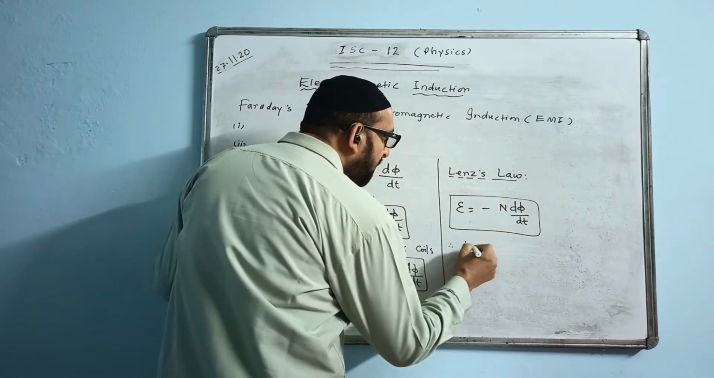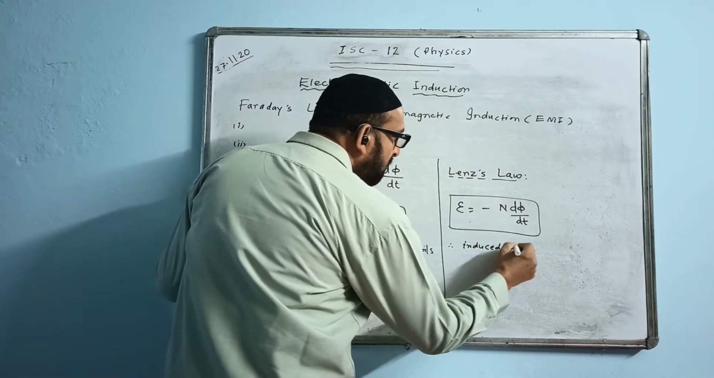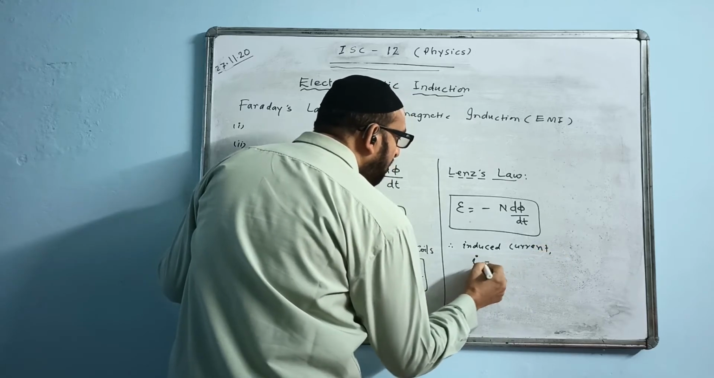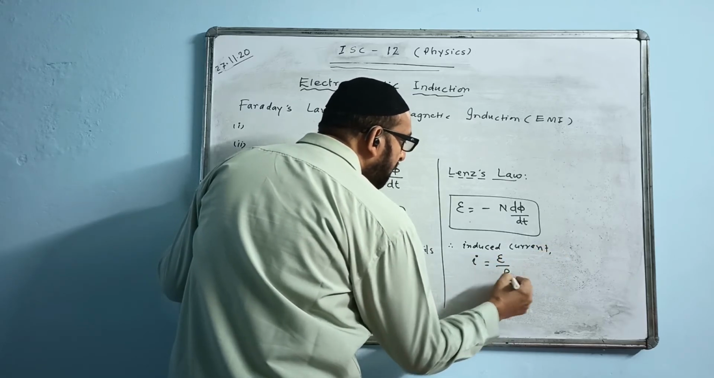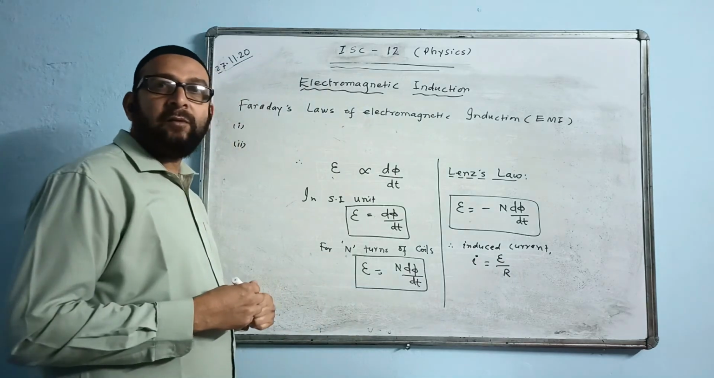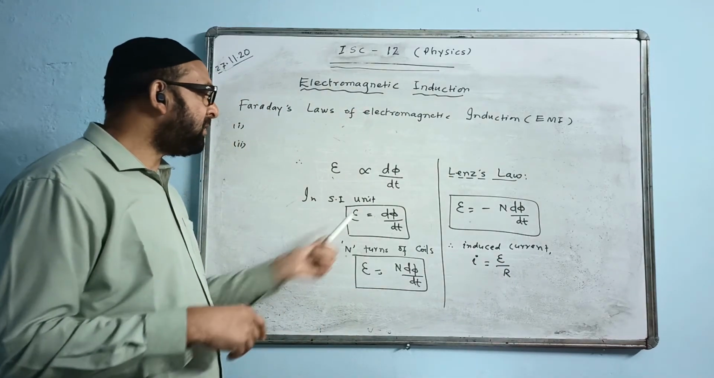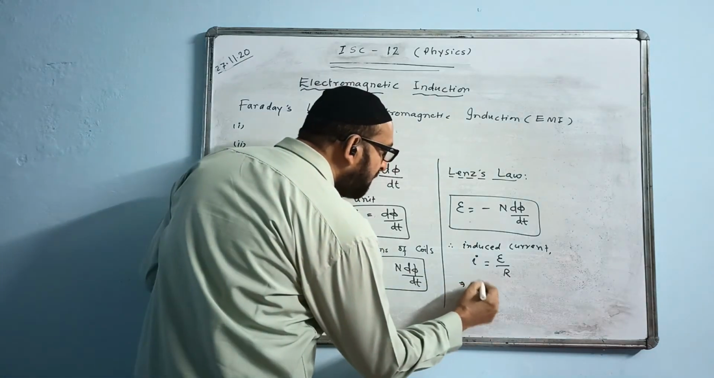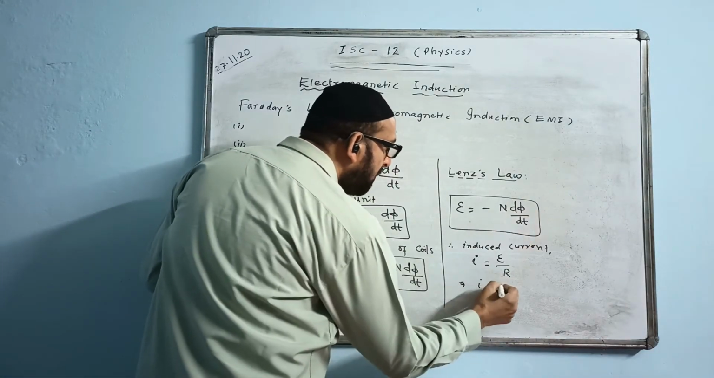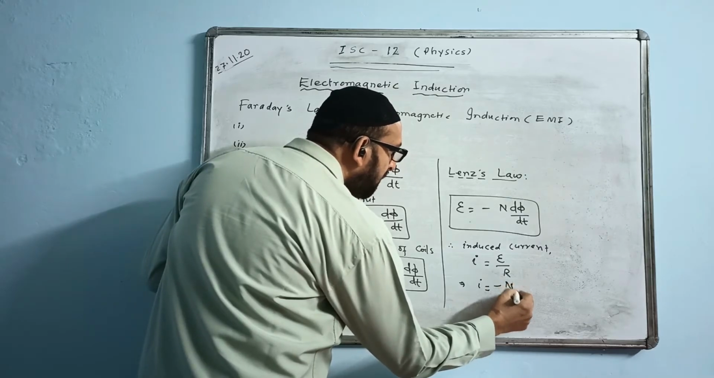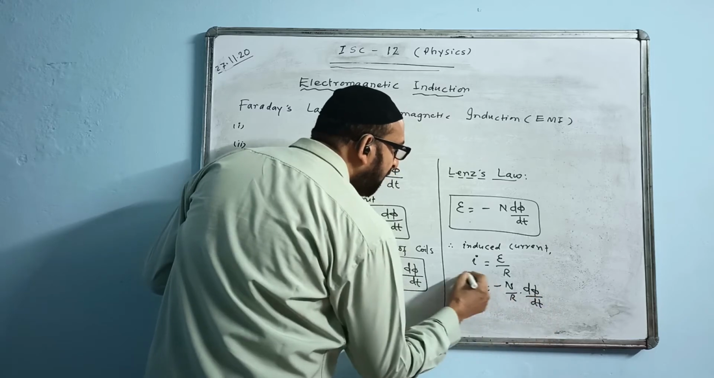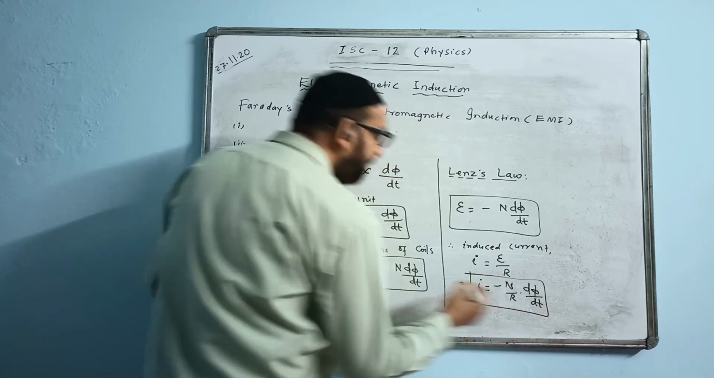Therefore, the equation of induced current: we know the current formula will be E by R. V by R was Ohm's law, and V is the same as EMF. So I equals E by R. Now I is equal to the value of E we put here, so it becomes I equals minus N by R d phi by dt. This is the formula of induced current.